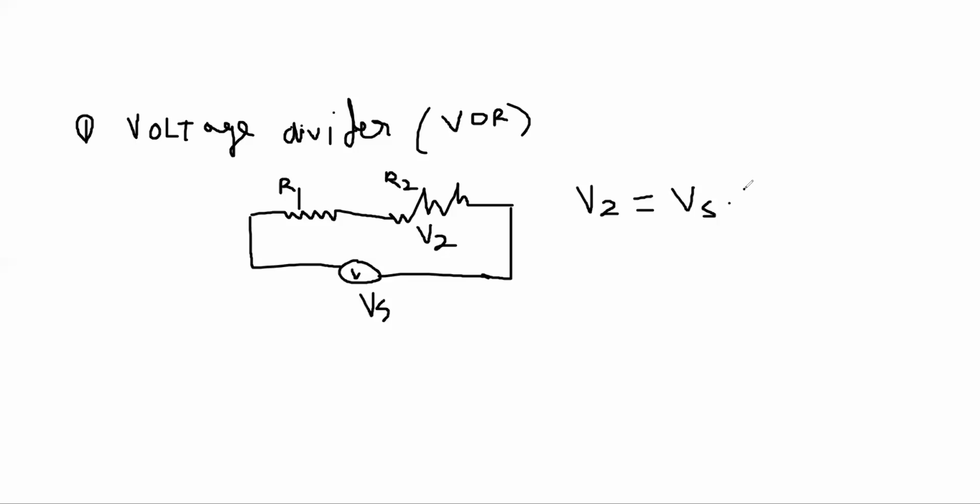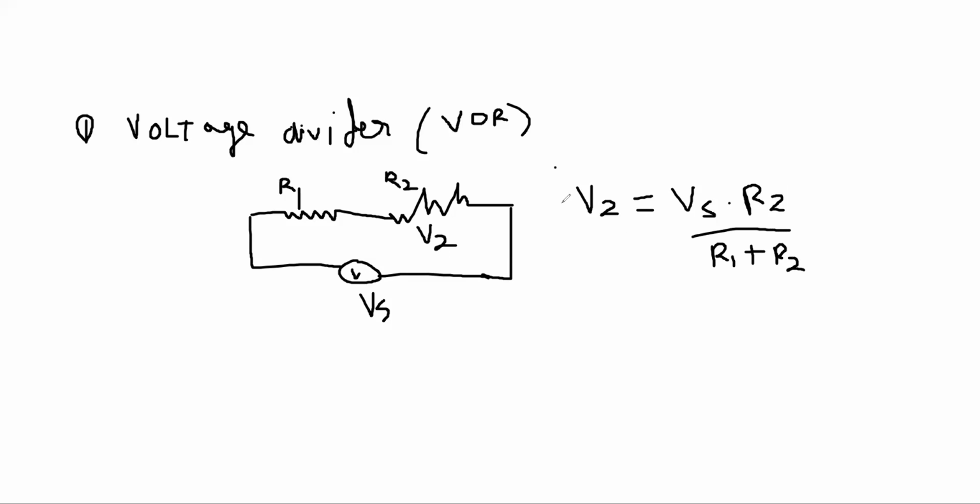into the resistor from which you are going to get the current, R2, upon R1 plus R2. So this is the main formula.